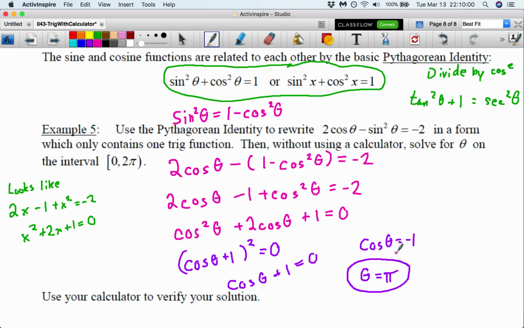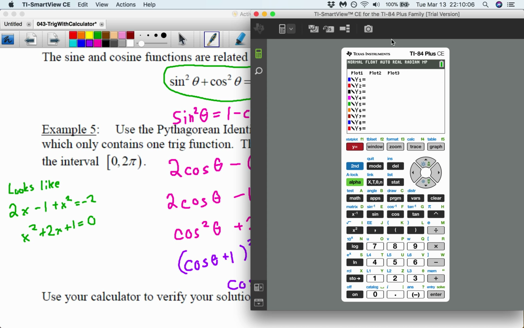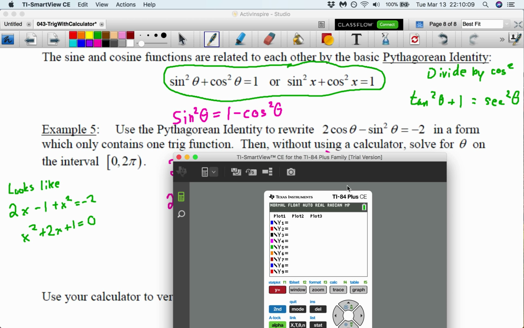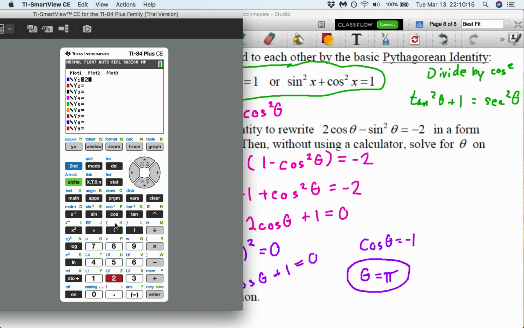Use a calculator to verify your solution. How are we going to do that? We can graph both sides. So we're talking about graphing 2 cosine theta minus sine squared theta in y1. Please keep watching. I know the video's gotten long. 2 cosine x. The calculator doesn't really care if it's theta. Don't worry about how to get theta. How do you type this in your calculator? You need to type it like this. Parentheses, sine x. Then square it. It needs to look like that. And on the other side, we're going to graph negative 2.